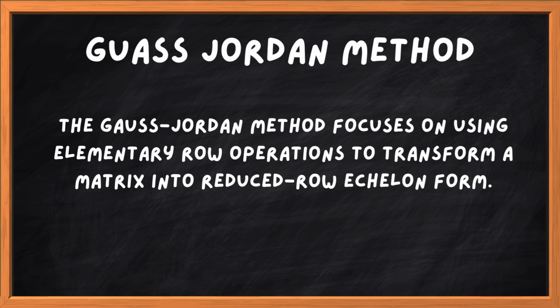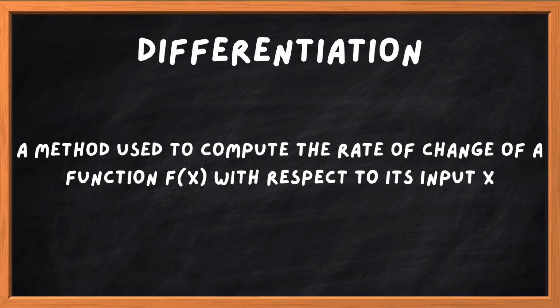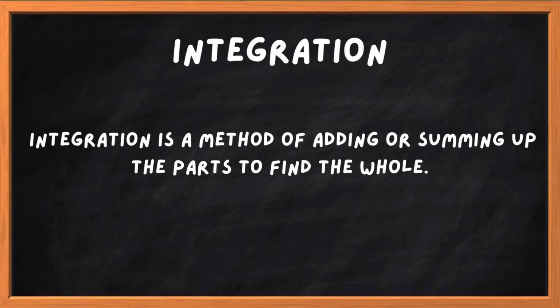Gauss-Jordan method. The Gauss-Jordan method focuses on using elementary row operations to transform a matrix into reduced row echelon form. Differentiation, a method used to compute the rate of change of a function f(x) with respect to its input x. Integration. Integration is a method of adding or summing up the parts to find the whole.